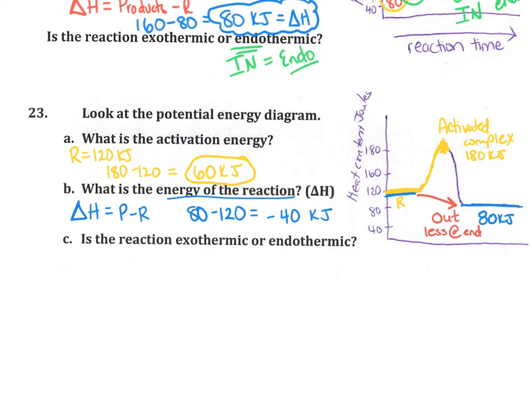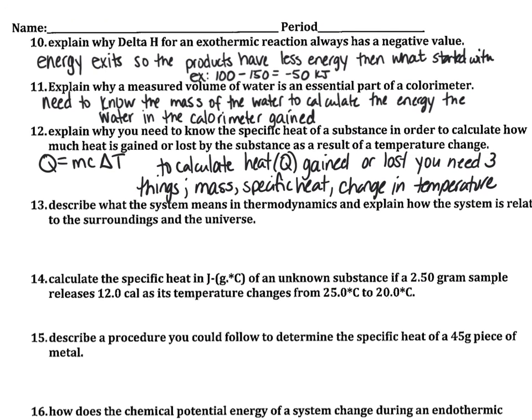And so that negative there and the fact that we see we've got less energy at the end than the beginning, that negative there is going to mean that this is exothermic. Energy went out of the system, and so this reaction here that we see in this potential energy diagram is exothermic. So feel free to pause this part and take a look at the answers for these.